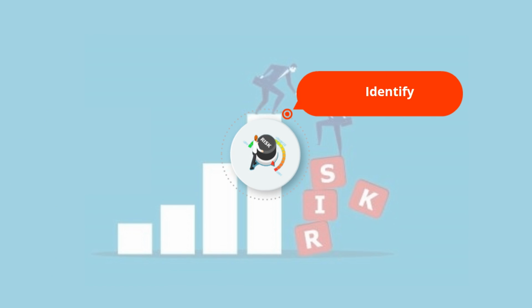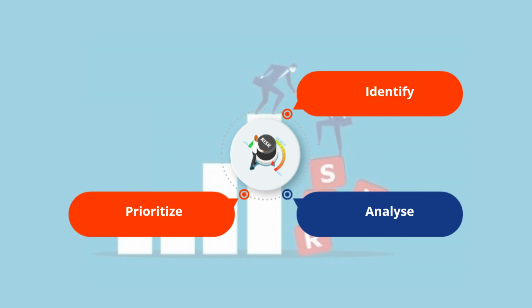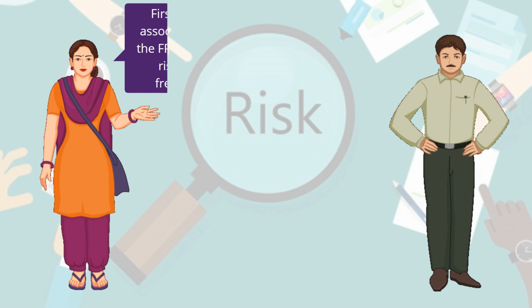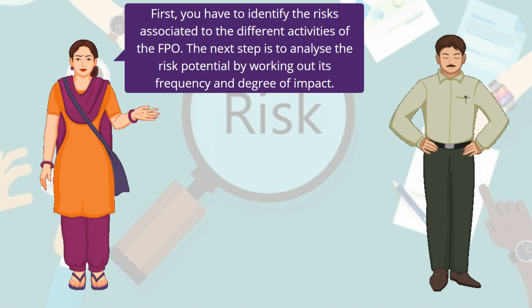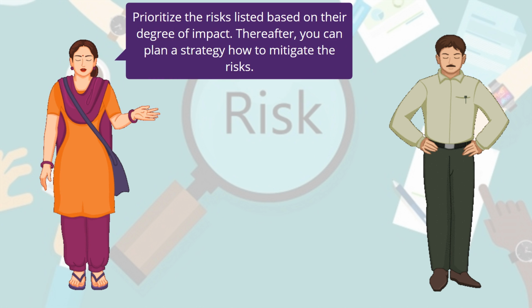These are to identify, analyze, prioritize, manage. First, you have to identify the risk associated to the different activities of the FPO. The next step is to analyze the risk potential by working out its frequency and degree of impact. Prioritize the risk listed based on their degree of impact. Thereafter, you can plan a strategy how to mitigate the risk.